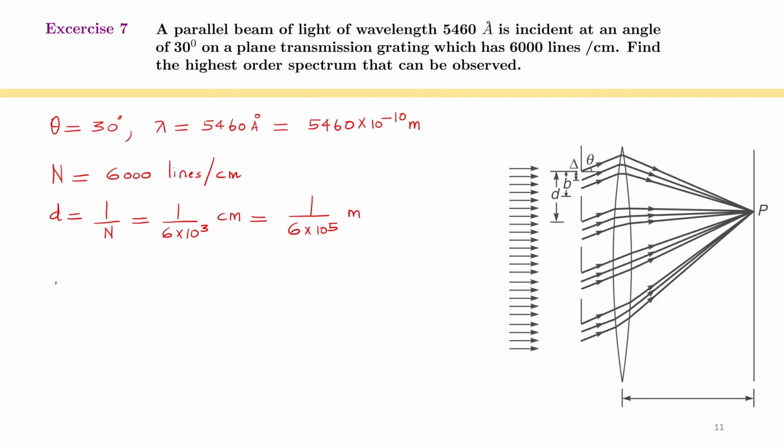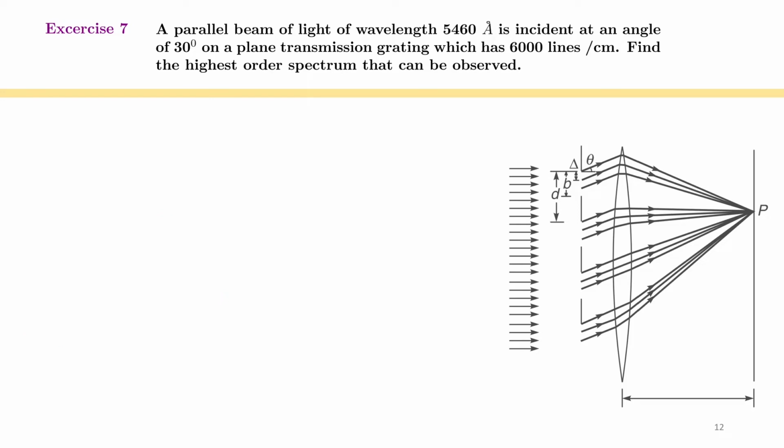The grating equation in this case can be written as d (sine theta m plus sine i) equal to m lambda. But in this case, theta m is equal to i.